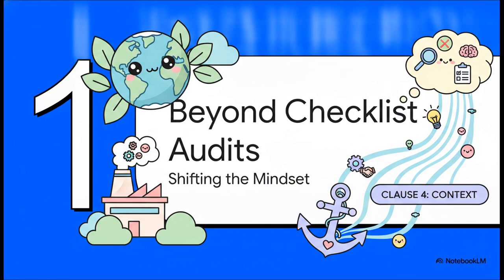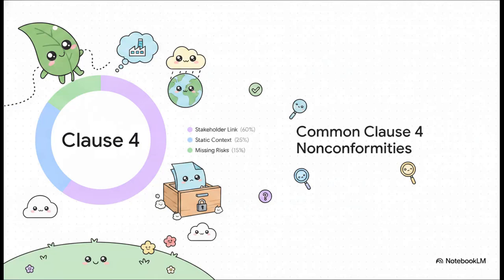Let's start by looking at why Clause 4, the context of the organization, is literally the anchor for the entire environmental management system. I mean, everything from operational controls to leadership commitment flows directly from how well an organization understands its own context. Just take a look at the breakdown of common nonconformities we're seeing. See that massive 60% chunk? That represents a total failure to link stakeholder expectations to actual environmental objectives. And that 25% slice? That's organizations treating their context as a one-time paperwork exercise that gets shoved in a dusty drawer until the next audit rolls around.